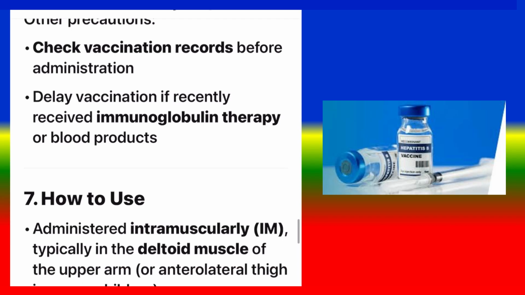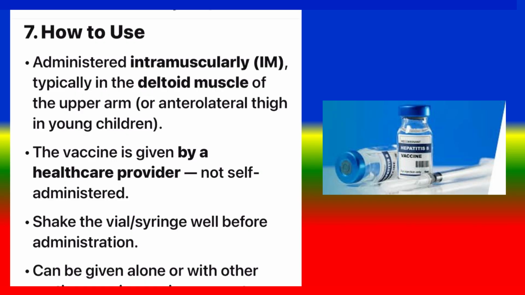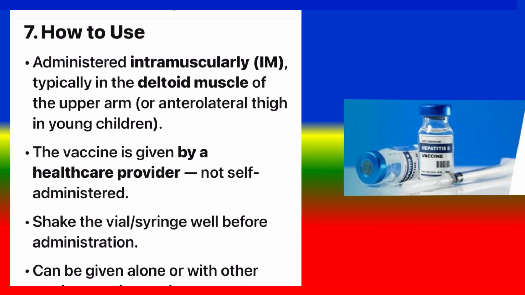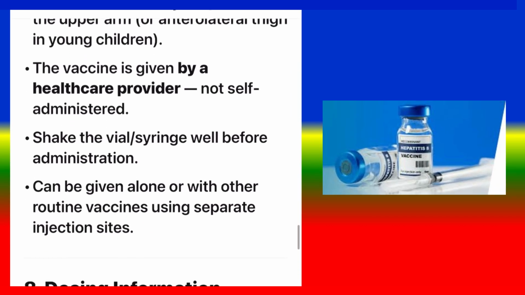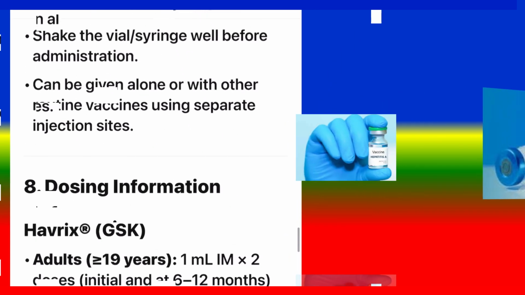7. How to use. Administered intramuscularly, IM, typically in the deltoid muscle of the upper arm, or the anterolateral thigh in young children. The vaccine is given by a healthcare provider, not self-administered. Shake the vial or syringe well before administration. Can be given alone or with other routine vaccines using separate injection sites.